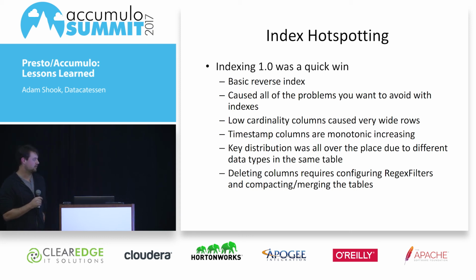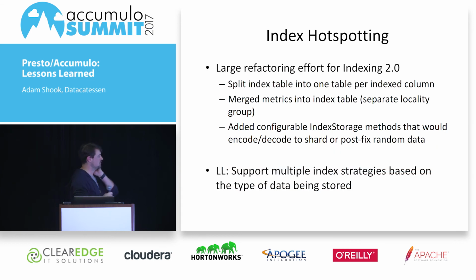It took like 3 weeks to compact all of the tables and merge all the tablets across the 4 Presto tables that we have, which is 12 Accumulo tables. It was just a big problem, so we wanted to address all of these issues with our indexes. First and foremost, this is a very large refactoring effort that requires migration from the old tables to the new tables, which we're still figuring out how to do.